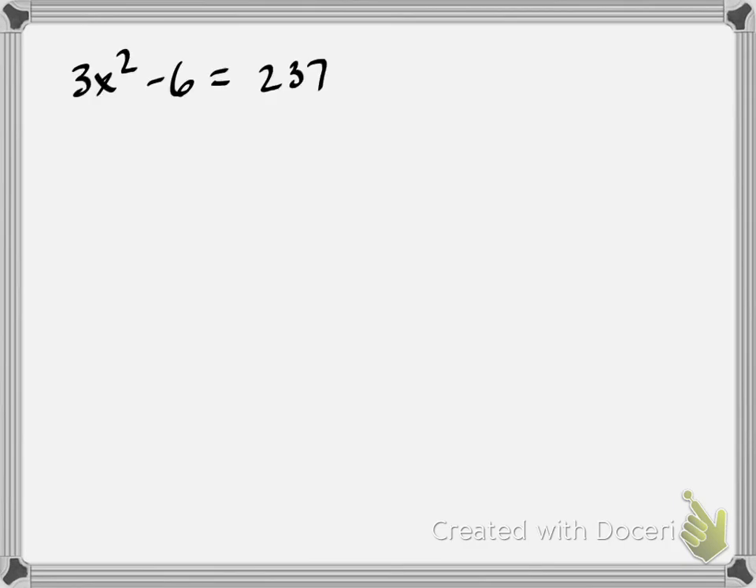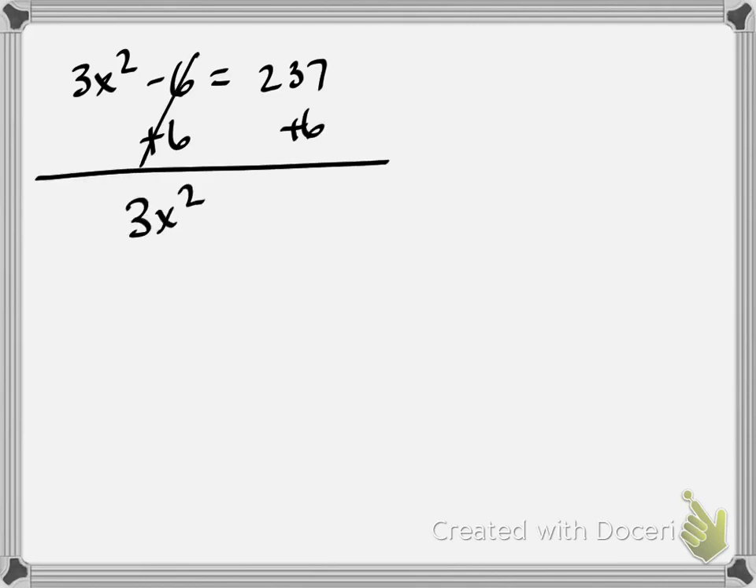All right, I've got two more examples for you. Here's 3x squared minus 6 equals 237. We're going to treat this as if it's just a regular equation. We're going to try and get rid of things that we can easily by adding, subtracting, multiplying, or dividing. So on this problem, I would first start by adding 6 to both sides. And again, that would make 0. And then we would have 237 plus 6 is 243. Then I'm going to divide both sides by 3, and I'll get x squared equals 81.